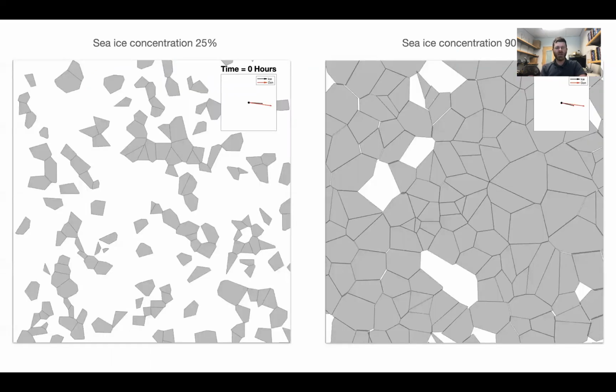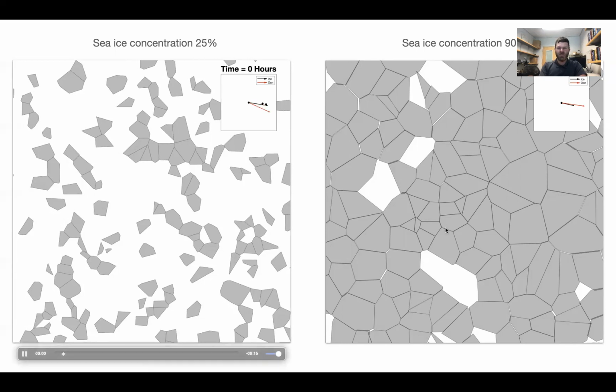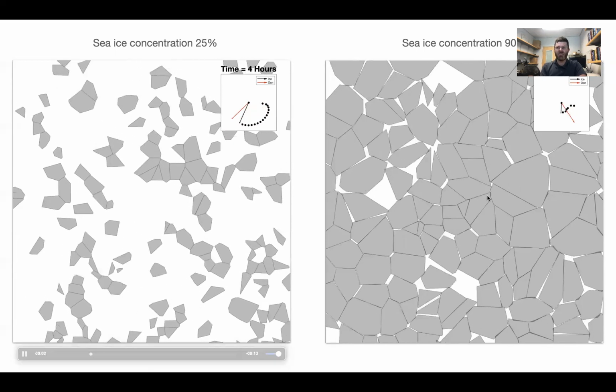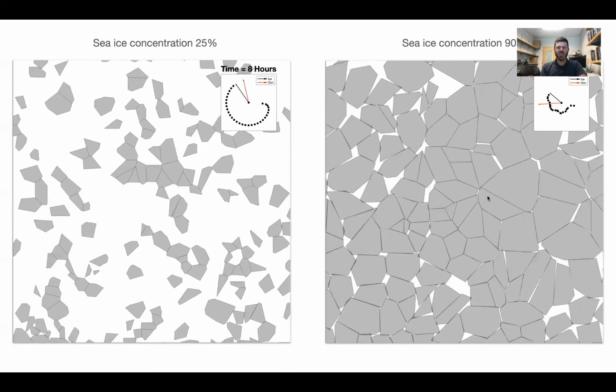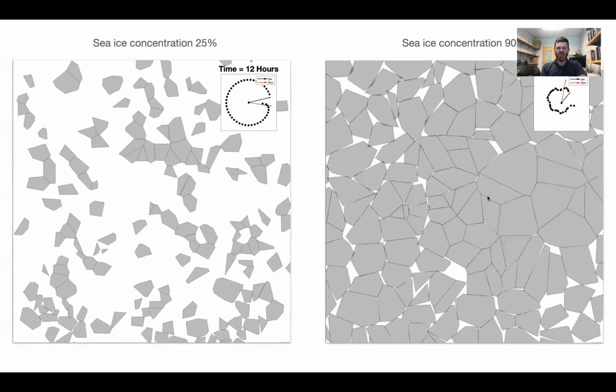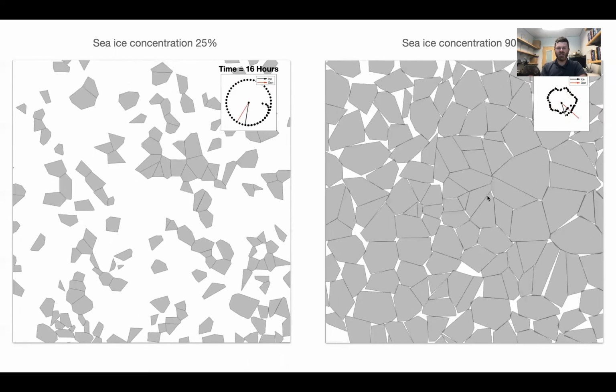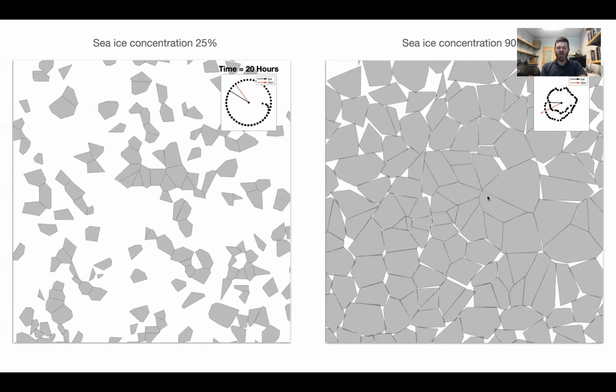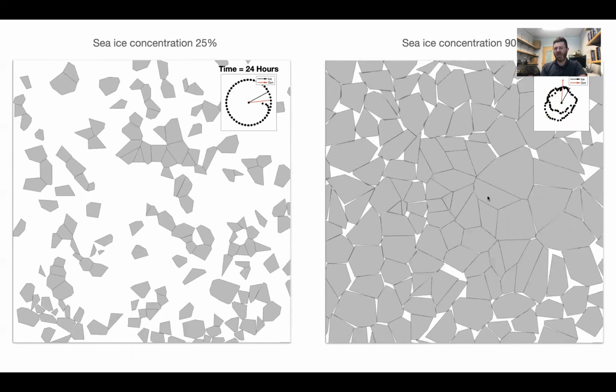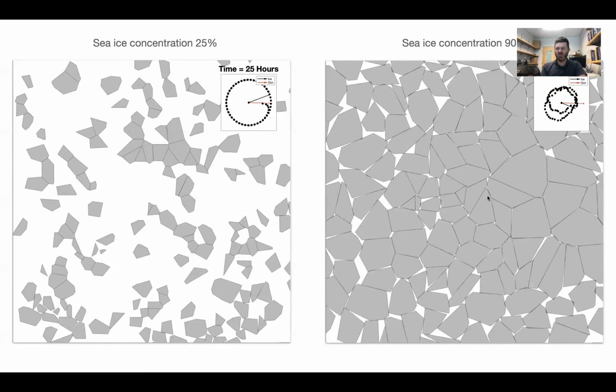All right, so here we're looking at two different runs with the flows initialized at a 25% concentration and at a 90% concentration. In the top right, we are able to look at the velocity of the sea ice compared to the velocity of the ocean at that time. The ocean velocity is shown in red, the ice velocity is shown in black, and we can see from these plots that we have vastly different amplitudes of our sea ice for these two different situations based on the sea ice concentration.